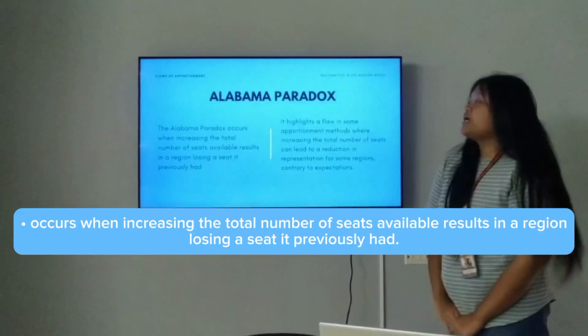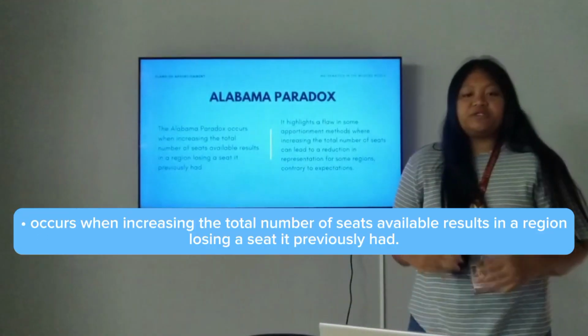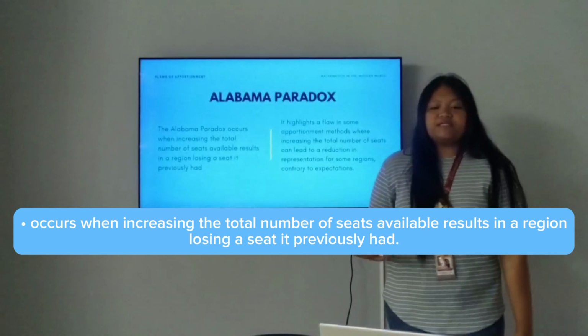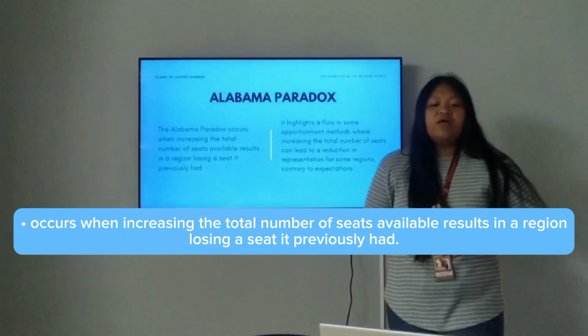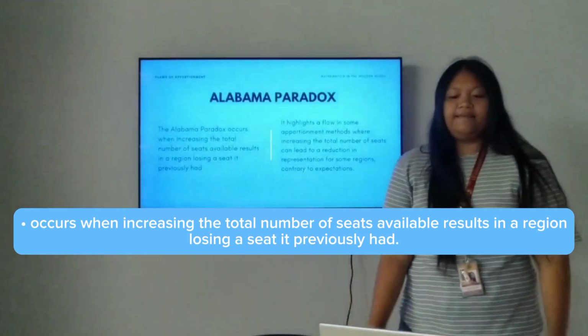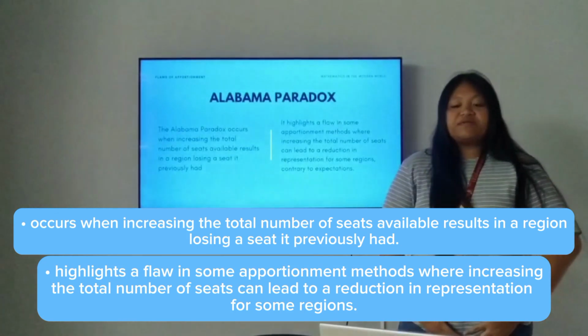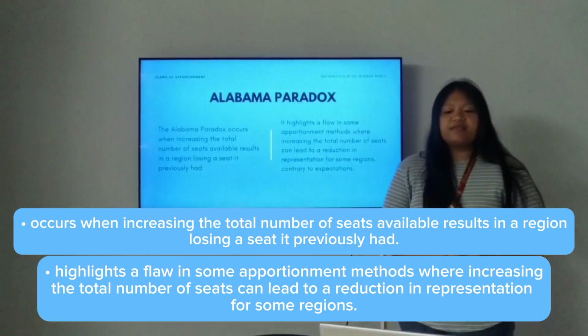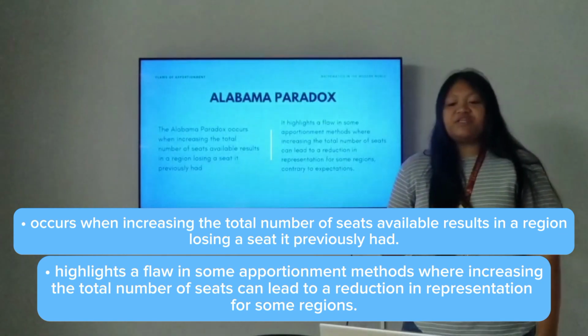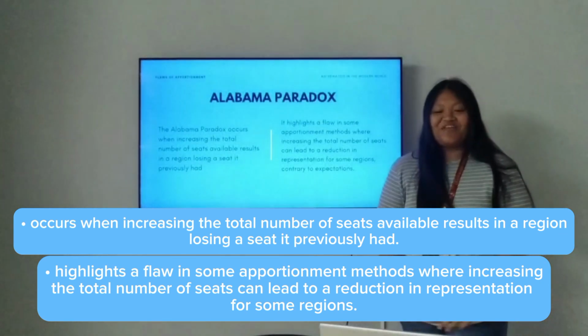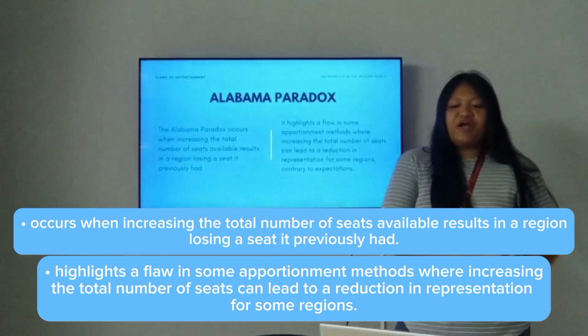Alabama paradox. Alabama paradox occurs when increasing the total number of seats available results in a region losing a seat it previously had. It highlights a flaw in some apportionment methods where increasing the total number of seats can lead to a reduction in representation for some regions, contrary to expectations.